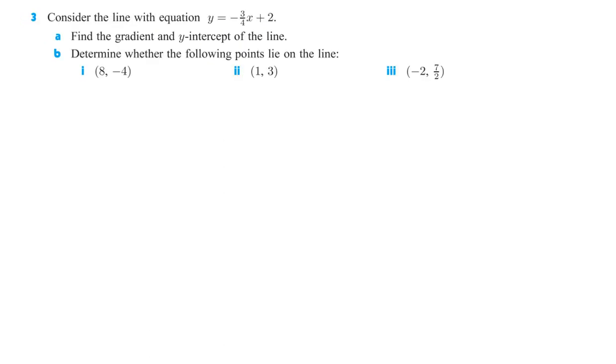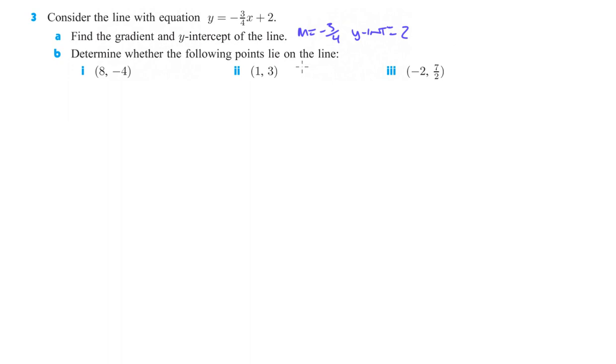Okay, moving on. Number 3, consider the line with the equation y equals negative 3/4 x plus 2. Find the gradient and y-intercept of the line. So slope is negative 3/4. Y-intercept equals, we'll say, positive 2, right?